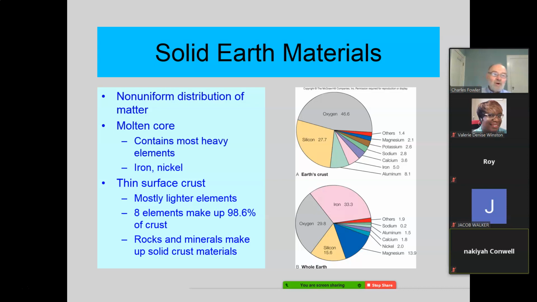A lot of the sand particles you see down on the beach, that white, pretty sand, if you looked at individual crystals of that sand, especially if you had a magnifying glass or a microscope, you'd see a beautiful crystal of quartz.